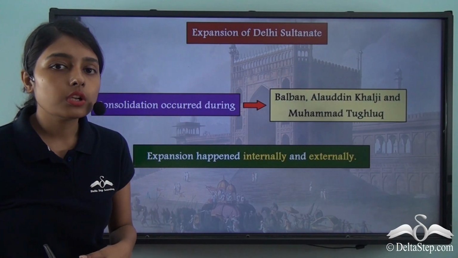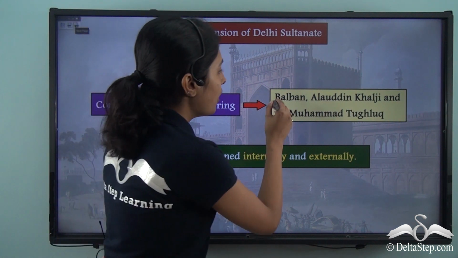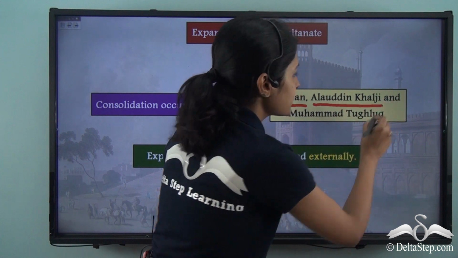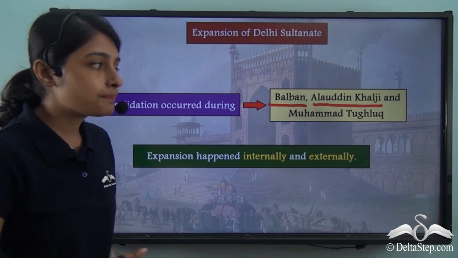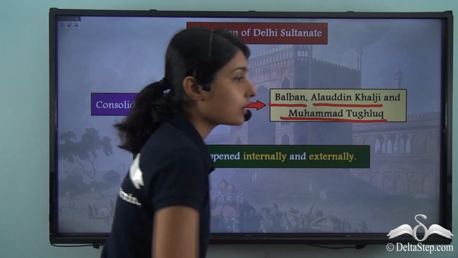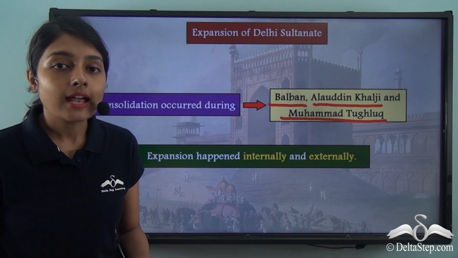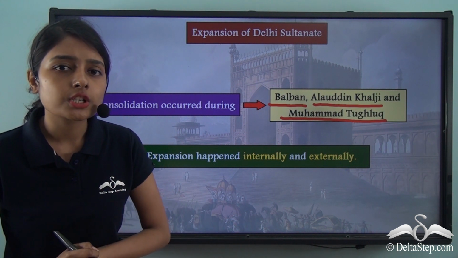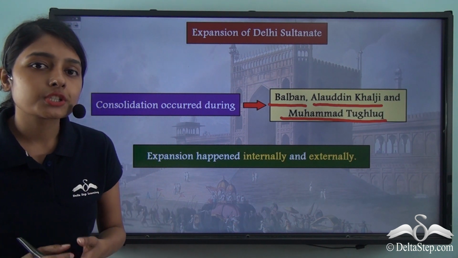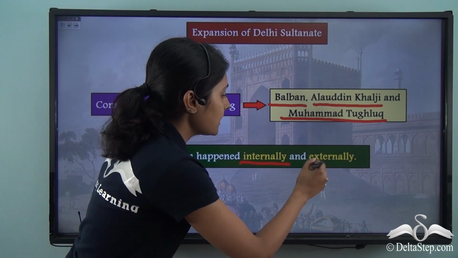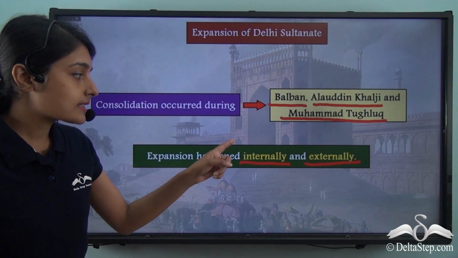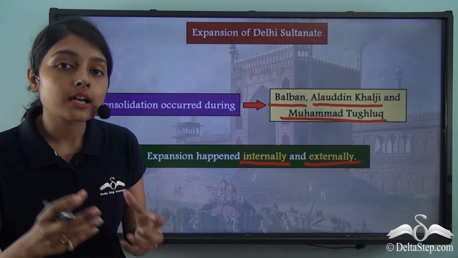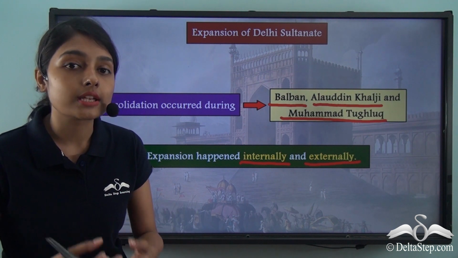It was during the rule of Ghiyasuddin Balban of the Mamluk slave dynasty, Alauddin Khalji of the Khalji dynasty, and Muhammad Tuglak of the Tuglak Dynasty that the Delhi Sultanate expanded in size. Now how did this expansion take place? This expansion happened both internally and externally. These terms, that is internal expansion and external expansion, require us to discuss these in greater detail.